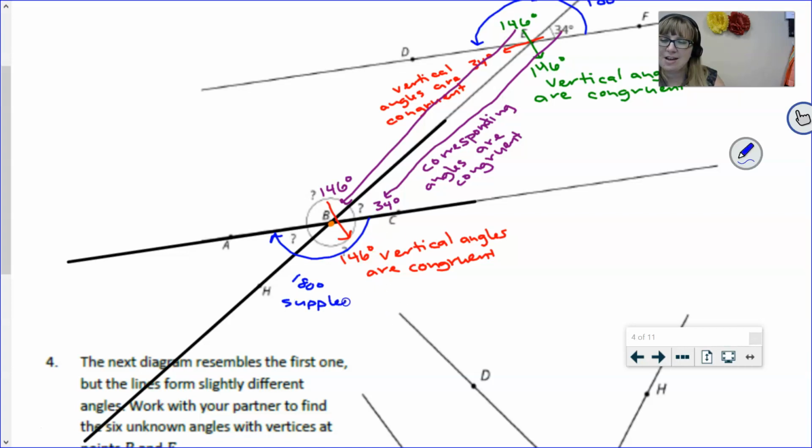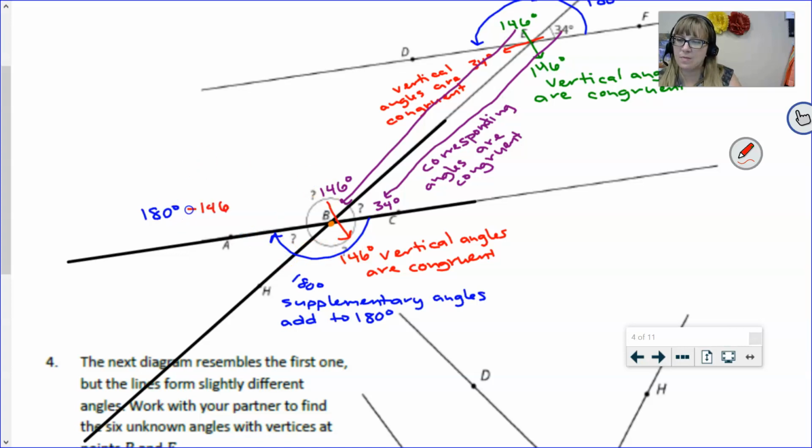Supplementary angles add to 180 degrees. And so, knowing that 180 degrees is the grand total and 146 degrees is taken up with this angle, that tells me that the remaining angle, 180 degrees minus 146 degrees, is 34 degrees, which will give me this angle here.